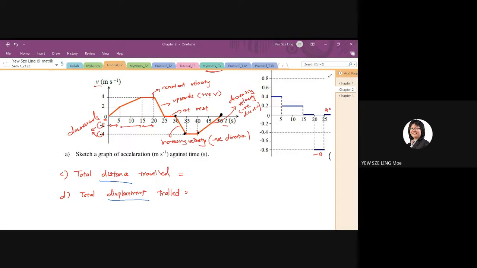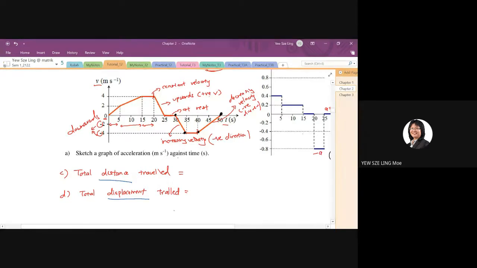All right, seems like you guys understand the graph very well. Three of you actually got the correct answer. So distance is the total area under the graph, regardless of whether it is a positive or a negative area. But when it comes to displacement, you have to use the positive area minus the negative area. You find the difference between the two areas.